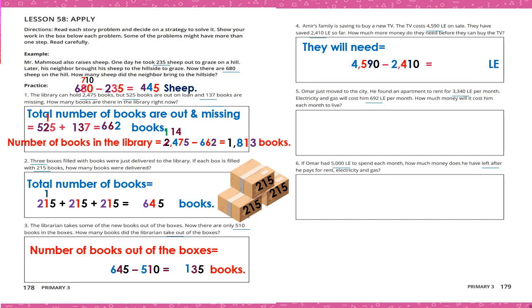4,590 minus 2,410. Ones with ones. 0 minus 0, 0. 9 minus 1, can you take 1 from 9? Yes, 8. 5 minus 4, 1. 4 minus 2, 2. So they need 2,180 to buy the TV.